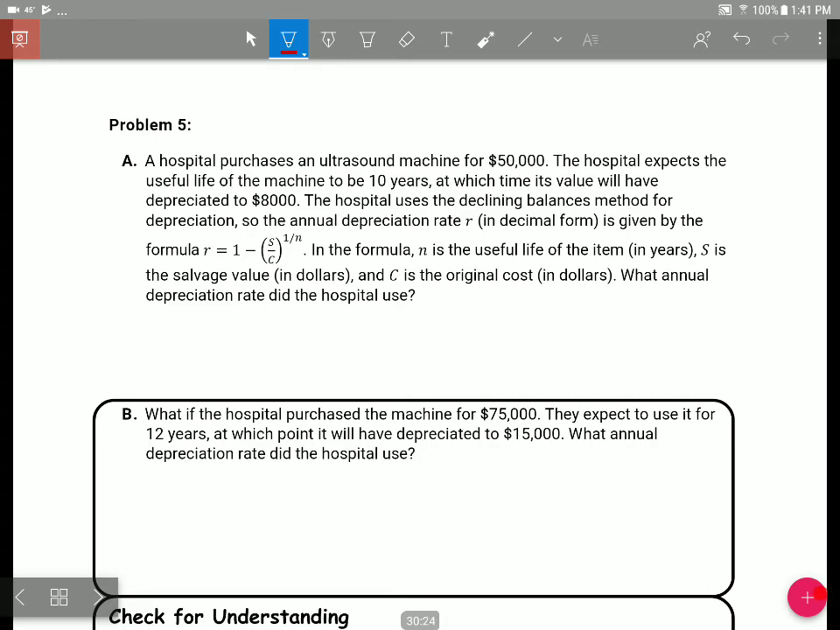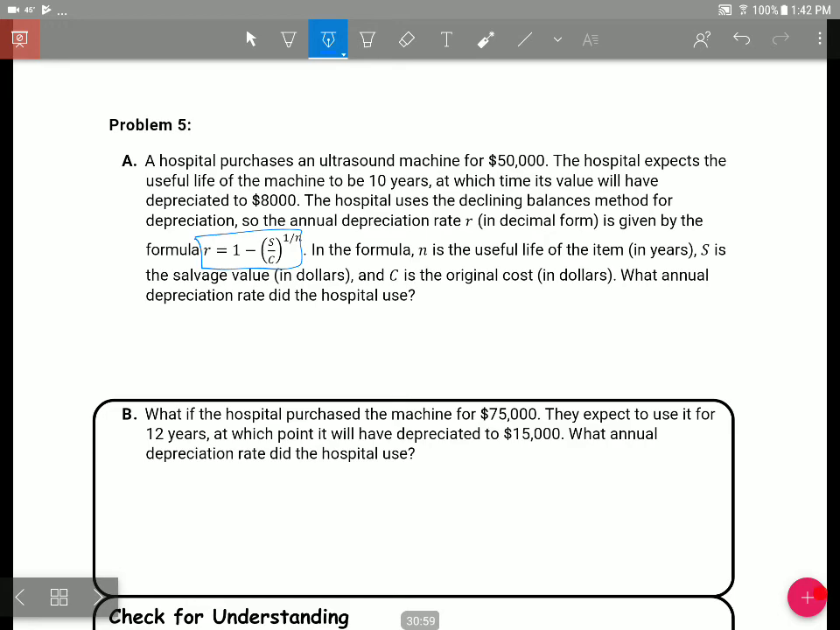At which time its value will have depreciated to $8,000. So it's like a car. They bought it for $50,000 and 10 years later it's worth $8,000. Honestly, that's pretty good for a car that's 10 years old. The hospital uses the declining balance method. Who cares what that means for depreciation? So the annual depreciation rate is given by the formula. Do you have to know what that means? No. You just know this is the depreciation rate.